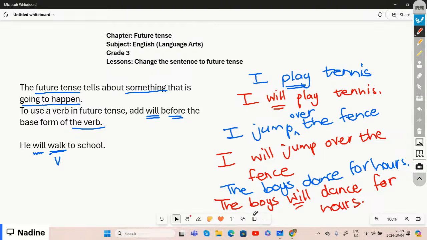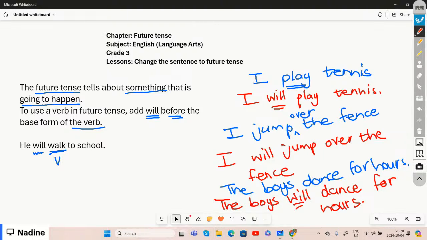right? And this is basically our future tense, right? And the future tense, it tells us about something that is going to happen. It did not happen as yet, it is going to happen. And when we write our future tense, we need to add the word will just before the base form of our verb, like we did over there.